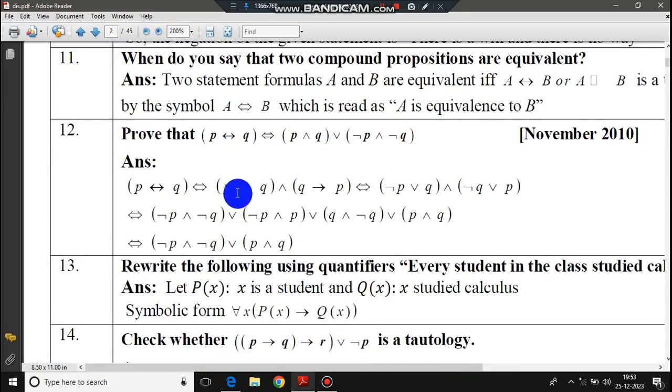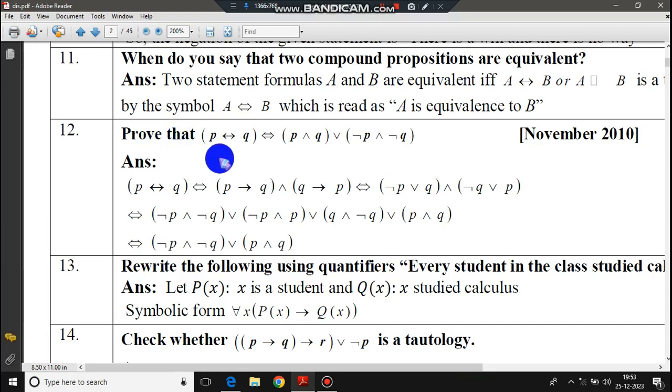Now look at that. This question appeared in the Anna University exam in November 2010. Now let us take this, and we have to prove this without using a truth table. Many questions are asked where we should not use a truth table to find the answer for the given problem.